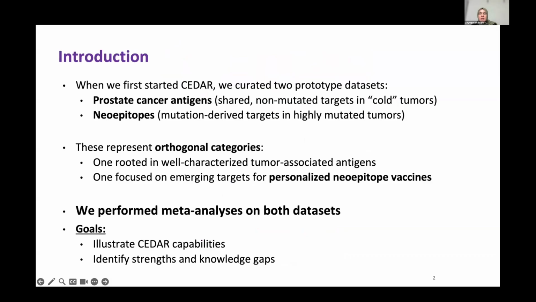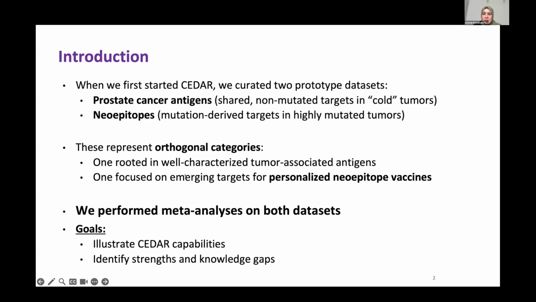So when we first started building CEDAR, we wanted to test its utility on two very different types of cancer antigens, and we selected two specifically. On the one hand, we have the prostate cancer antigens. These are shared, non-mutated epitopes, and they are associated with prostate cancer, which is known to be a cold tumor. And we also have the neoepitopes, which are mutation-derived epitopes, usually from highly mutated and frequently mutated tumors, and these are often used in personalized cancer vaccines.